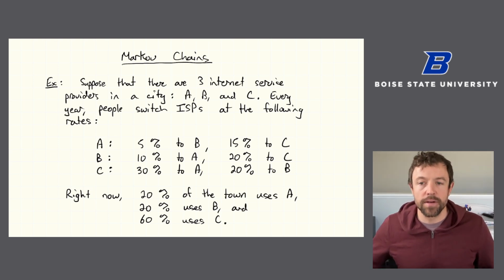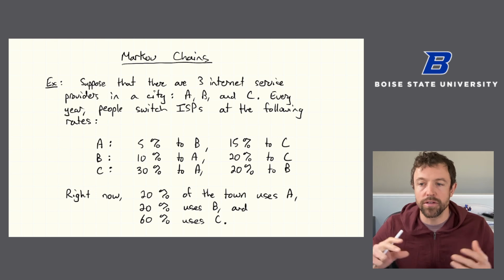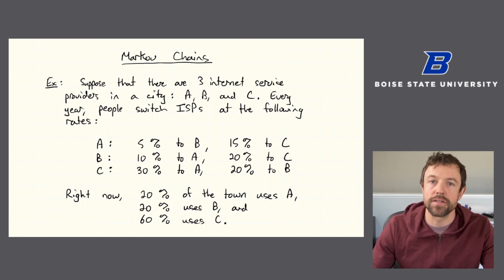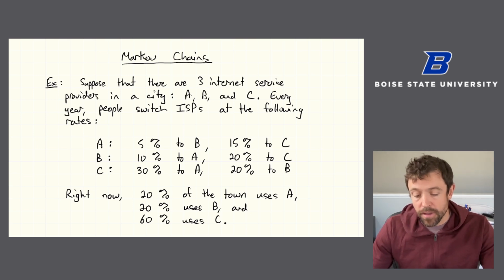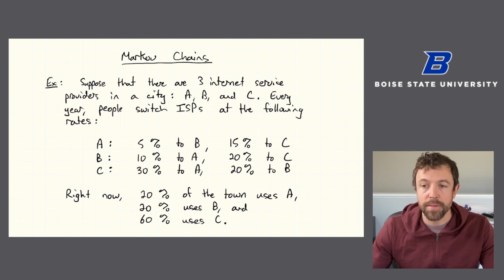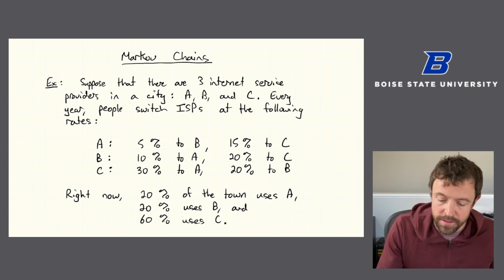The goal of this video is to get familiar with the idea of Markov chains and how they're useful. And in a later video, I'll go through all of the different calculations in detail. So let's start with our example. Suppose we have three internet service providers in a city. So providers A, B, and C. And every year people switch between them at the following rates.